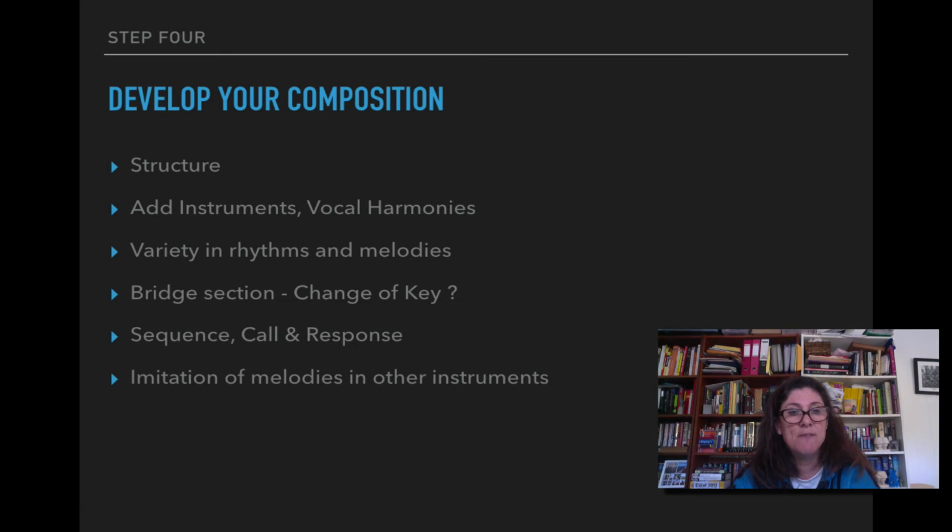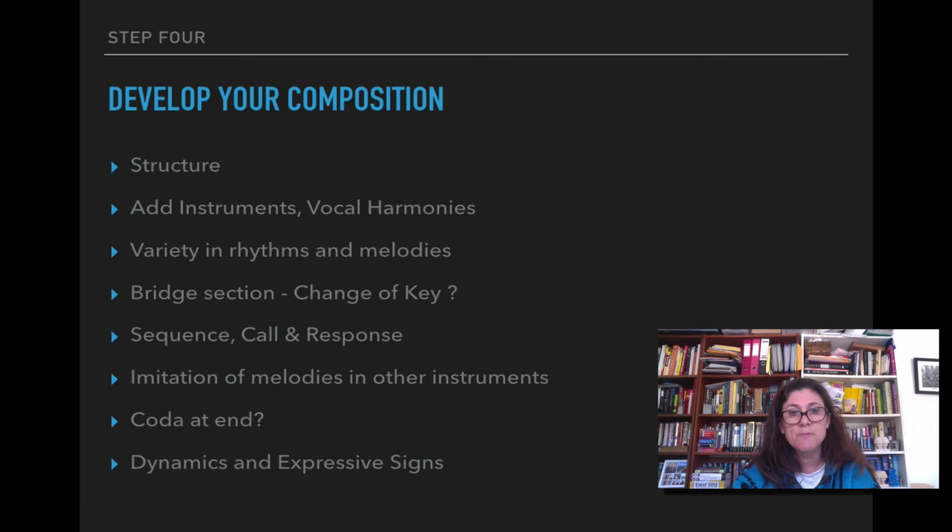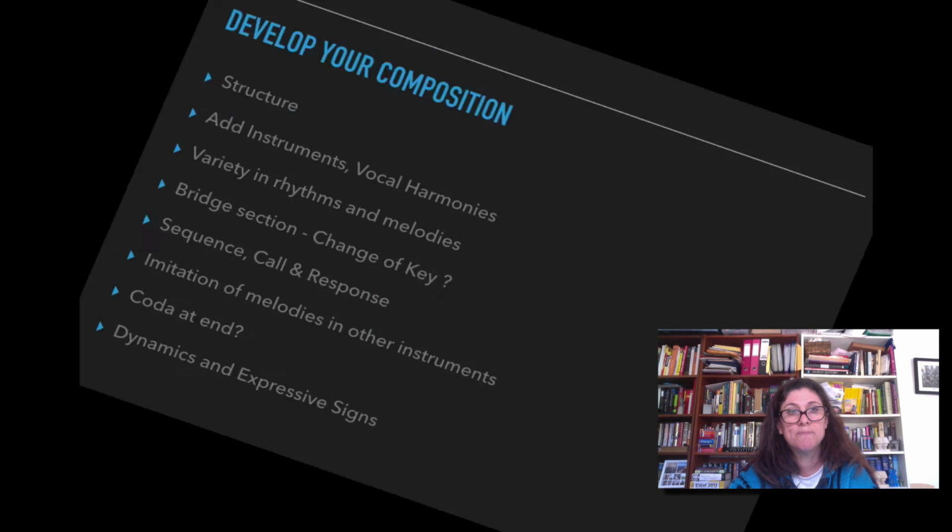And of course you can have imitations of the main melody taken up by other instruments, by accompanying instruments in different sections of the song. Not at the same time, but at different parts where they could fill out sections. And it also creates a little bit of unity. You might have a little coda at the end to finish off your composition. And of course, the last thing you should do is ensure that you have dynamics and expressive signs, louds and softs, crescendos, diminuendos in your piece, written into your notation of your piece.